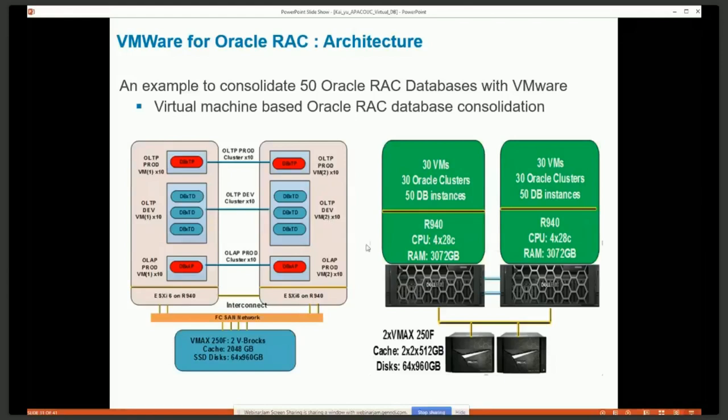So, let's see, underneath is two VMX storage. I have this very powerful 4U server, each with many cores. So let's discuss how we implement that.